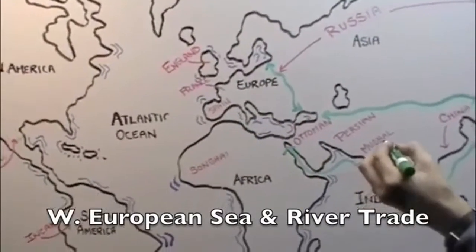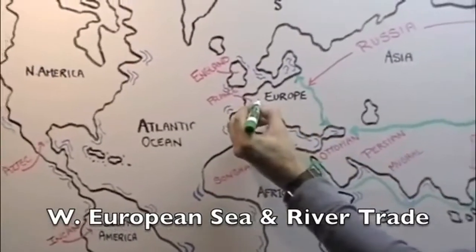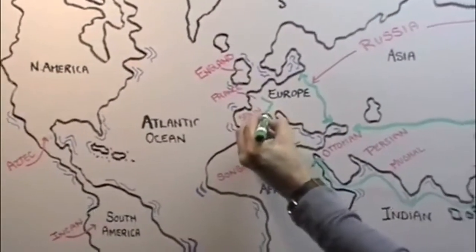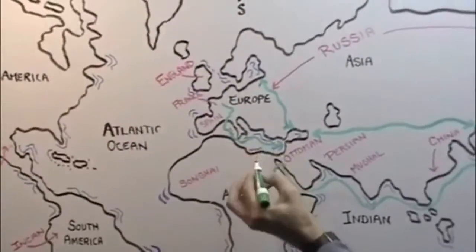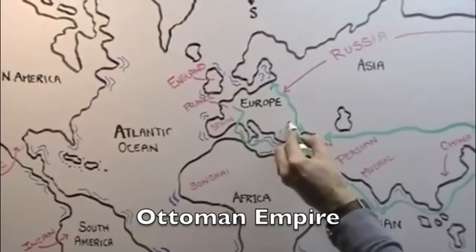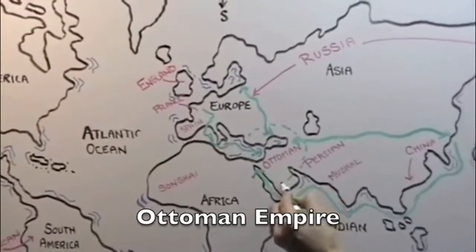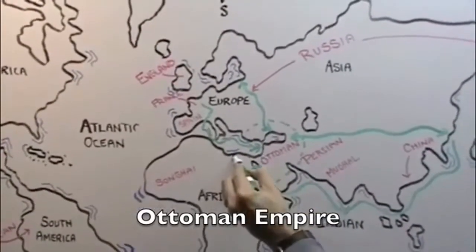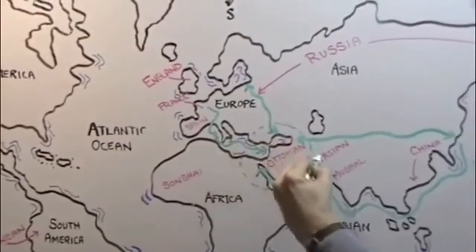So if we look at European trade in general, Europe traded down this way out into the Mediterranean, and then they would come across this way and again end up in the Ottoman Empire. You can see this Ottoman Empire, which I am going to put a big O around. You can see their importance in world trade. They were kind of the center of world trade.